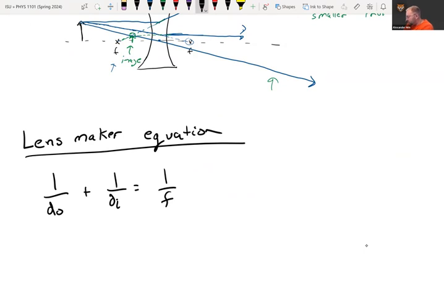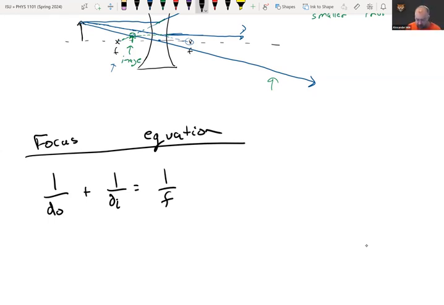Or no, sorry, this is not the lens maker equation. This is the focus equation. I'm not going to go into the lens maker equation. That relates to the index of refraction and the radius of curvature. Not gonna bother with that. So like I say, I'm pretty sure. Yeah, the signs are correct there.